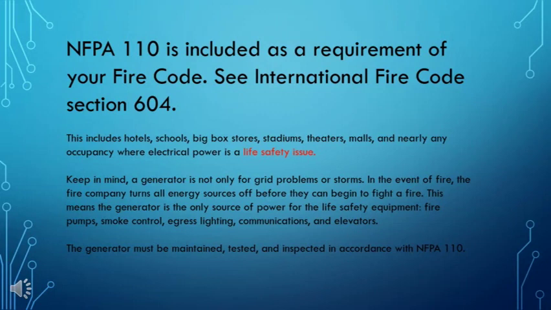This includes hotels, schools, big box stores, stadiums, theaters, malls, and nearly any occupancy where electrical power is a life safety issue. Keep in mind, a generator is not only for grid problems or storms. In the event of fire, the fire company turns all energy sources off before they can begin to fight the fire. This means the generator is the only source of power for the life safety equipment. Fire pumps, smoke control, egress lighting, communications, and elevators. The generator must be maintained, tested, and inspected in accordance with NFPA 110.